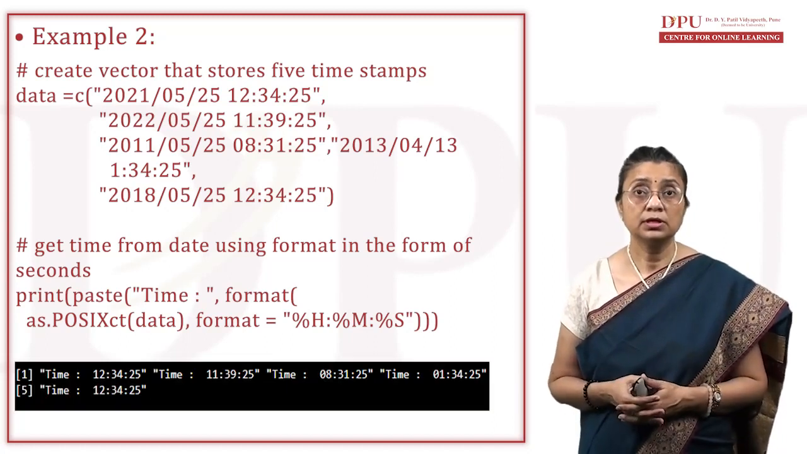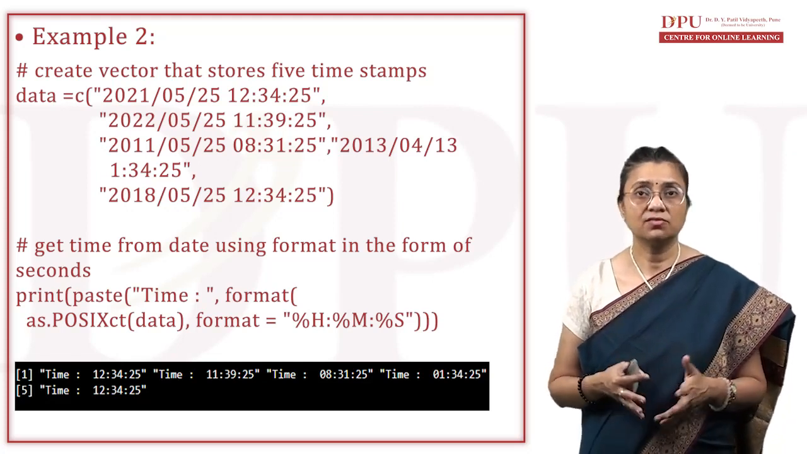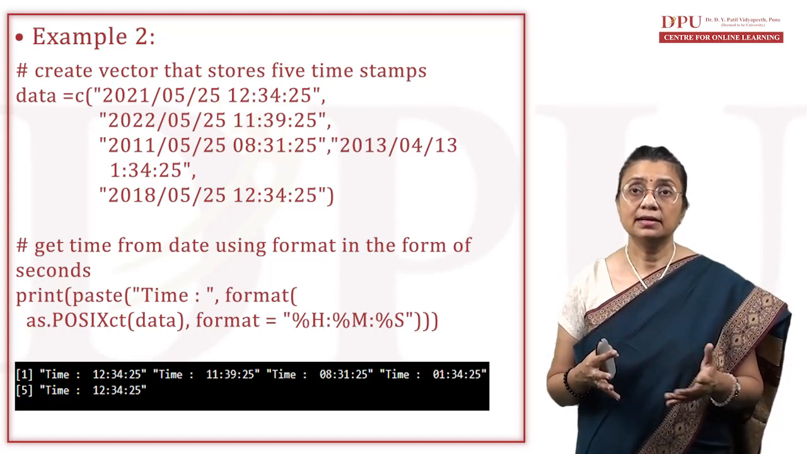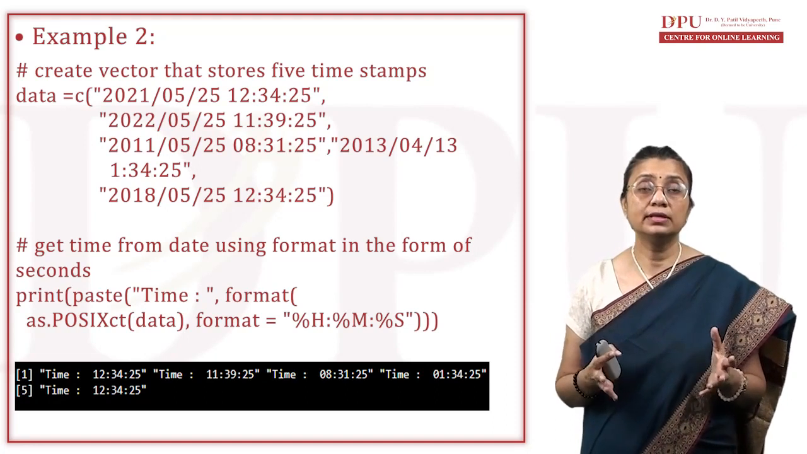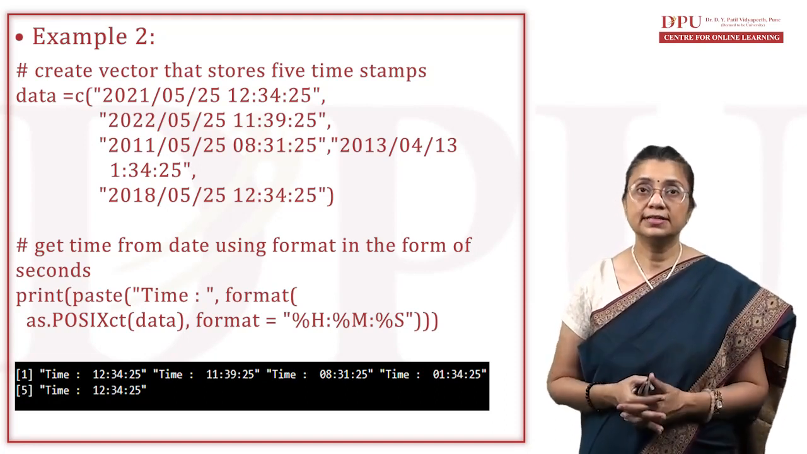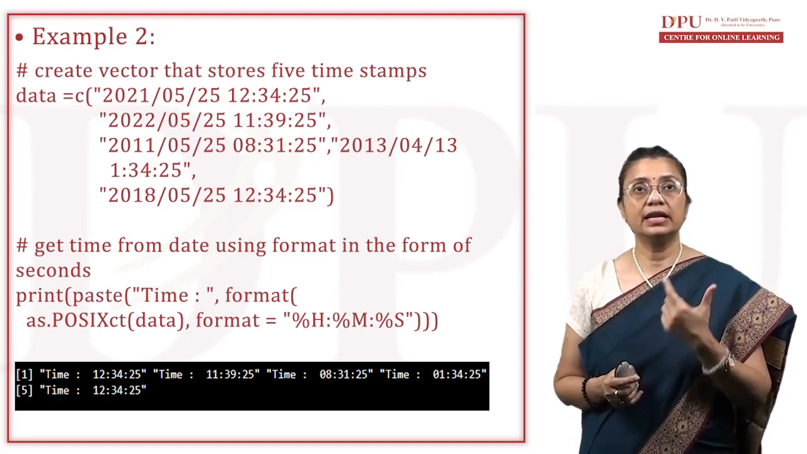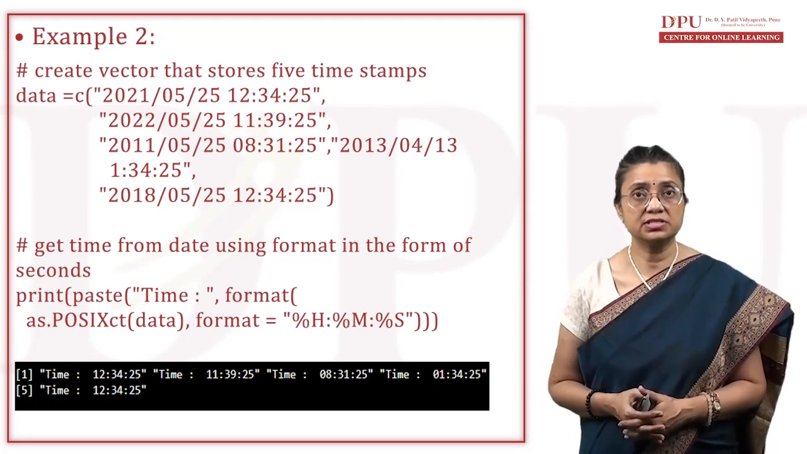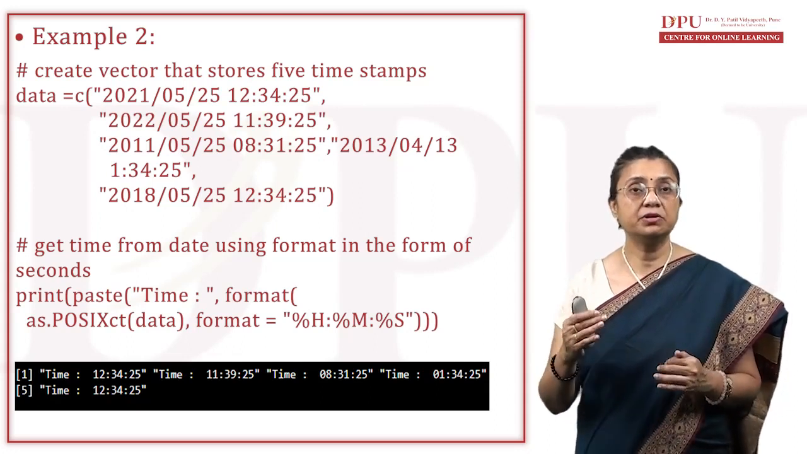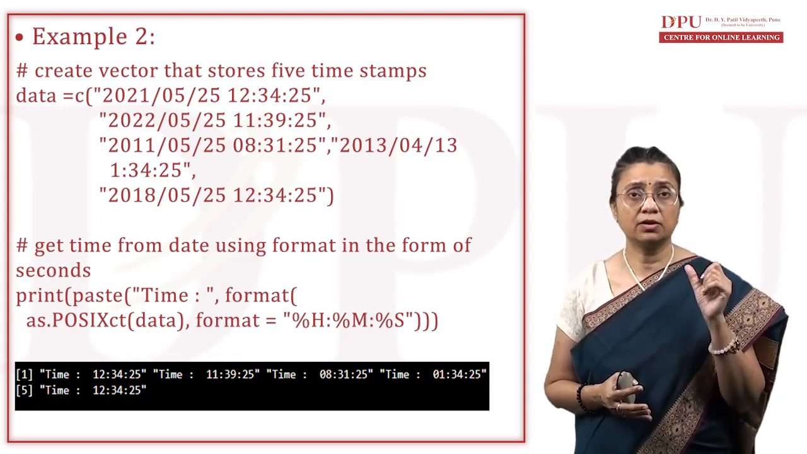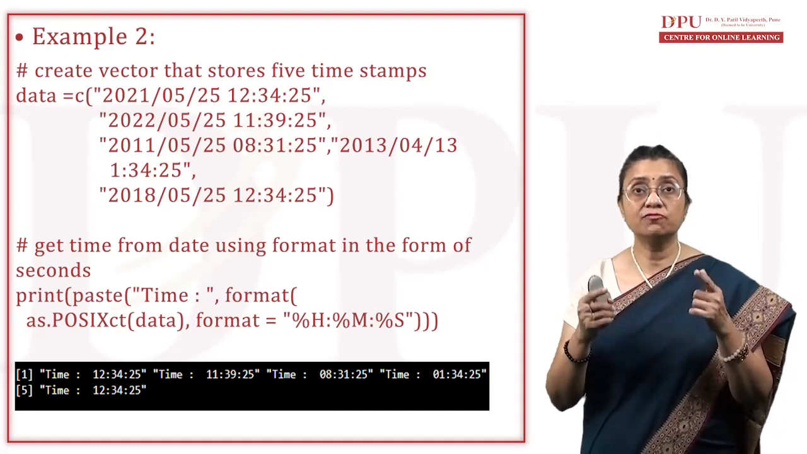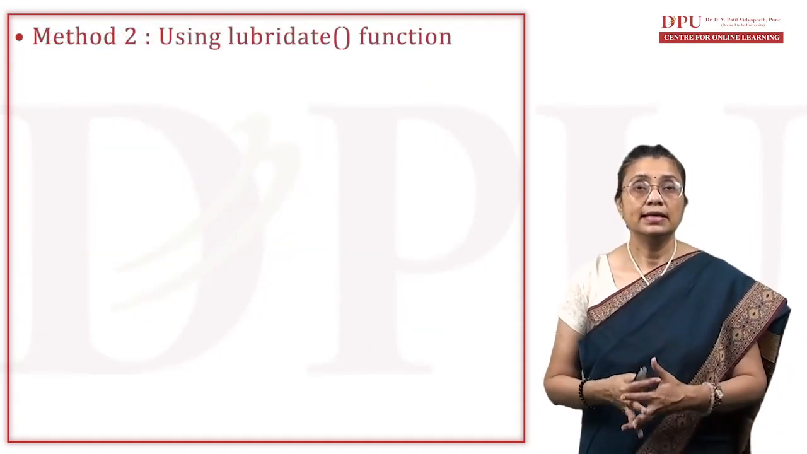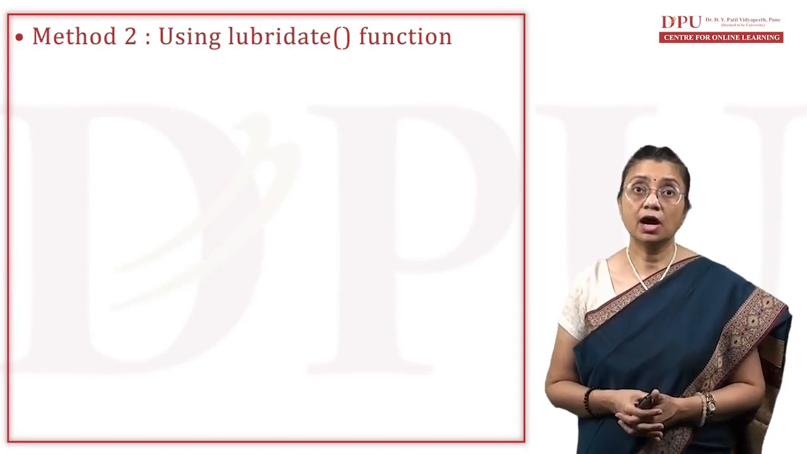You can see the output: the time is 12:34:25, then 11:39:25, then 8:31:25, and like that. There are 5 different times because we have pulled the entire vector into the data variable. Every element of the vector is treated separately, and the as.POSIXct function is applied on each element and pulls the time from that particular timestamp.